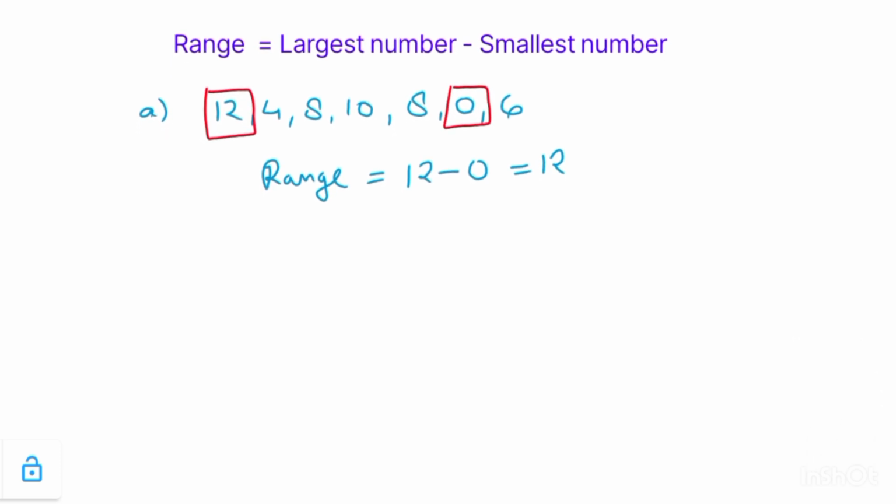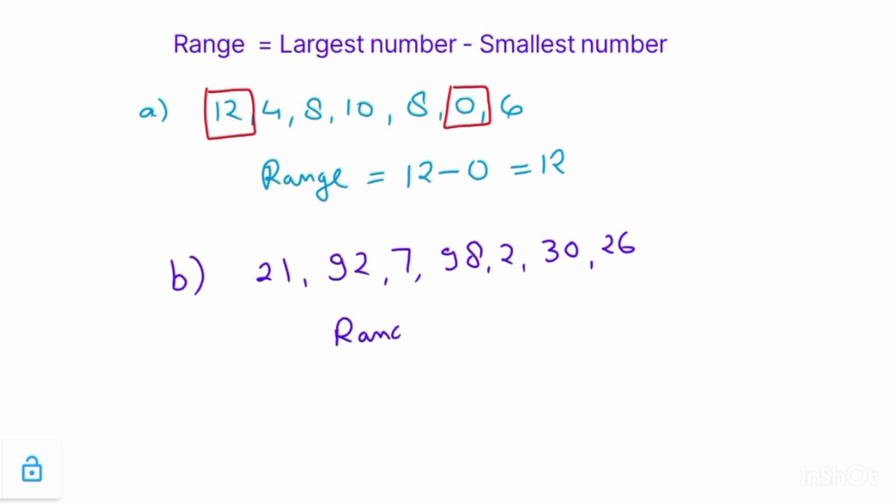Now let's take another example. If we have 21, 92, 7, 98, 2, 30 and 26, and we have to find out the range of this data set. So range is the largest number in the data set minus the smallest number. The largest number is 98 and the smallest number is 2. So the range will be 98 minus 2, that is 96. Okay, clear?